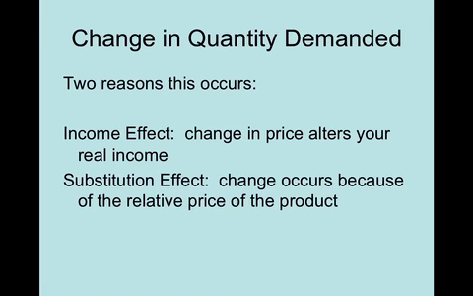And so if all of a sudden you can buy more bread with your same dollar, well, that affects your total income. And so your likelihood of buying more bread increases. Okay, so that's called the income effect. We're overall changing how much money you have because the price of something you normally buy has gone down. The second is the substitution effect. And this change occurs because of the relative price of the product.